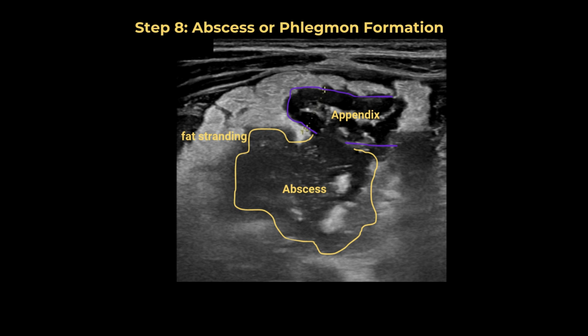Color Doppler is very helpful. The center of the abscess shows no blood flow because it is filled with pus. The wall of the abscess shows increased blood flow. This reflects the body's attempt to bring immune cells to the edge of the infection.